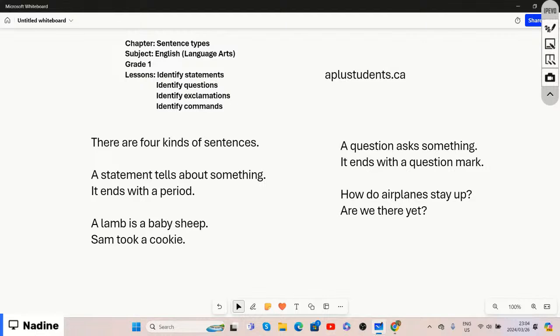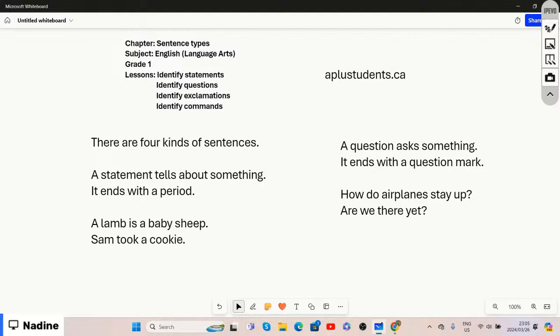All right, so there are four kinds of sentences. We have a statement, then we have a question, then we have an exclamation, and then we also have commands. It may sound like big words, but it basically just depends on the type of sentence that we have.